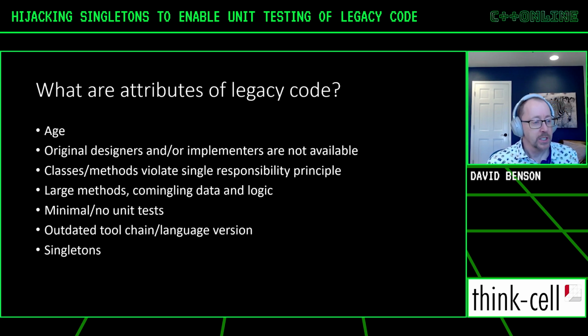So what are some attributes of legacy code? The sheer age, the original designers or implementers are not available. Classes and methods violate the single responsibility principle, which makes it hard to test. There are large methods commingling data and logic, minimal or, worst case, no unit tests at all, and perhaps an outdated tool chain and language version. And while my examples today use modern C++, the concepts that I'm going to present today could be adapted to C++98 for older code bases and singletons.